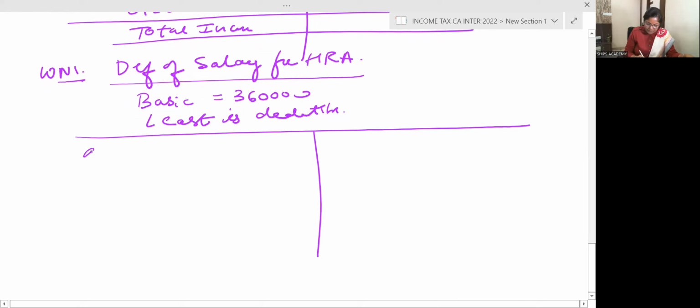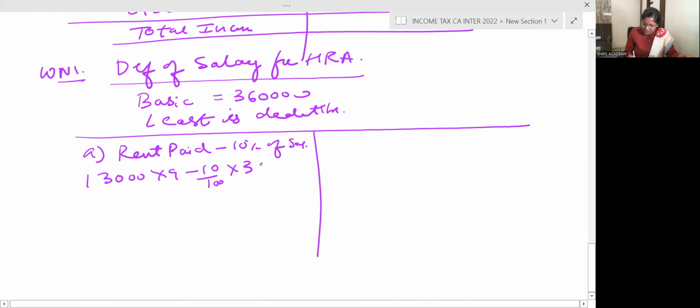First one, rent paid minus 10% of salary. How much rent is paid? He has paid 13,000 into 9 months rent and 10% of 360. This is your first answer. You can calculate. 13,000 into 9 comes to 1,17,000 minus 36,000. This is your first bit.